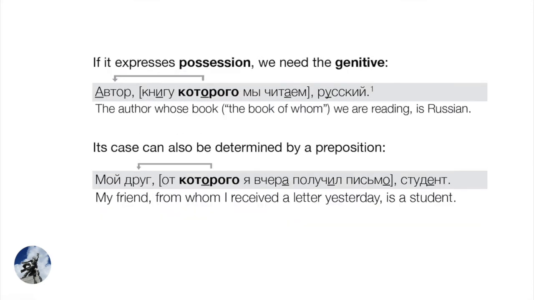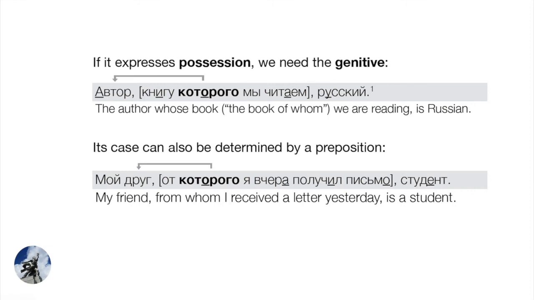Okay, next item. Here's a genitive example. The author whose book, or we might think of it, the book of whom we are reading is Russian. Okay, watch the word order here in the Russian. This is a little bit tricky. Автор, книгу которого мы читаем, русский. Okay, so again, we're referring back to автор. We're expressing possession. So we need the genitive form of который, which is going to be которого, right? Автор, книгу которого мы читаем, русский. Now, I know a more formal version of that, if you're wondering, would be автор, чью книгу мы читаем, русский. You can't say that using che, right? But whose. But that sounds a little bit formal. You wouldn't often hear that in spoken Russian. Okay, so we'll stick with the который example.